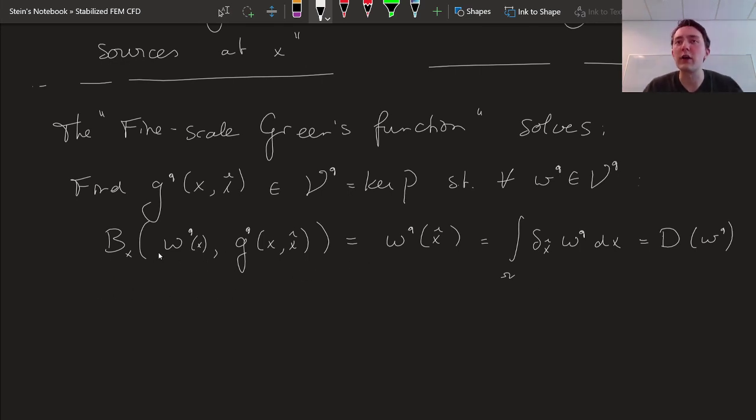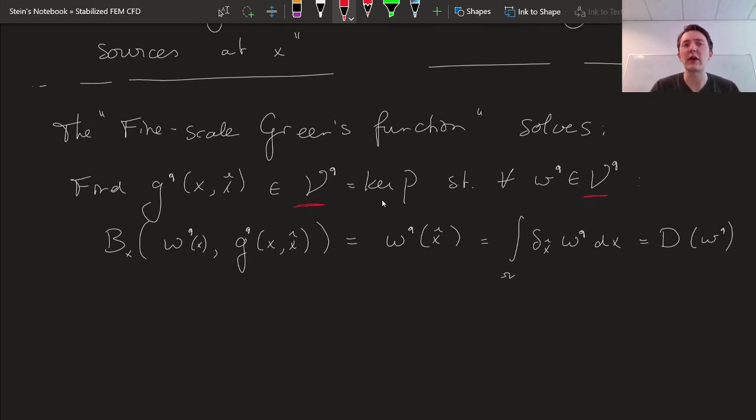but then encoded in a weak sense. And because we're dealing with a weak sense, we're testing by test functions, and then the Dirac delta, well, that is precisely the operator that produces the value of the test function at a certain location. So this is precisely the standard Green's function strategy, but in a weak statement, specifically for the fine scale problem, and fine scale problem only because we're choosing to restrain ourselves to these fine scale spaces.